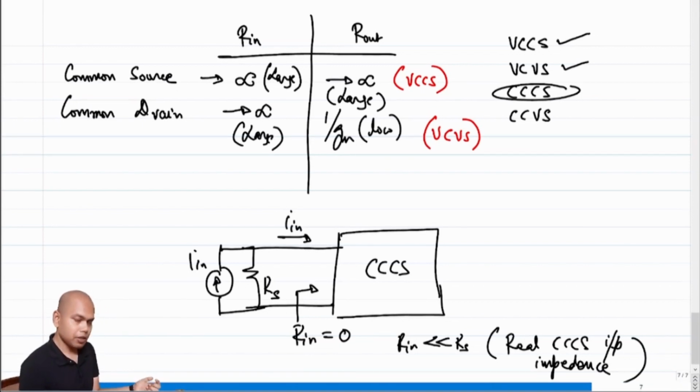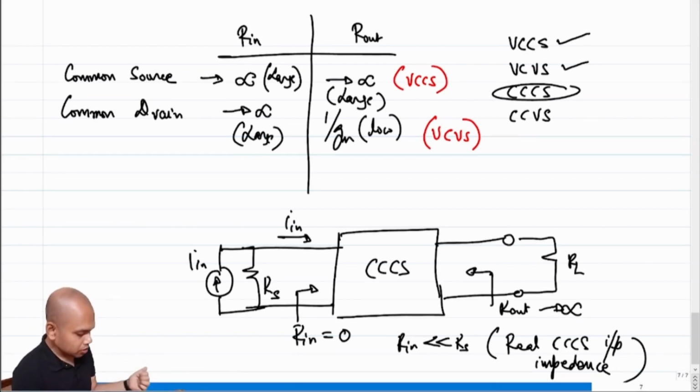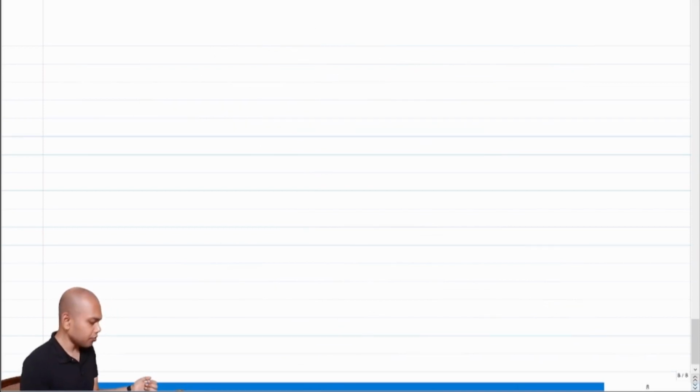Okay. What about the output side? It's a current source. At the output side, it's a current source, which means output impedance has to be large, like should be infinite, right? So in a current controlled current source, the input side has to be of low impedance, output side has to be of high impedance. So if that is the scenario, and we would like to make a current controlled current source using a MOS transistor, right?